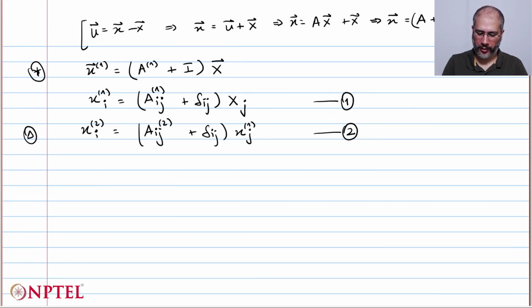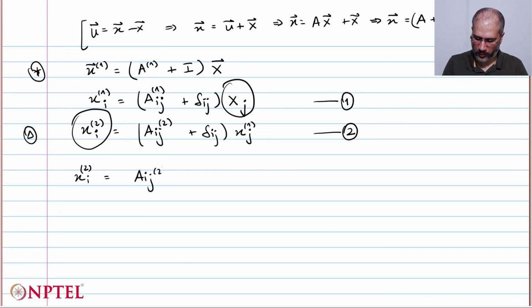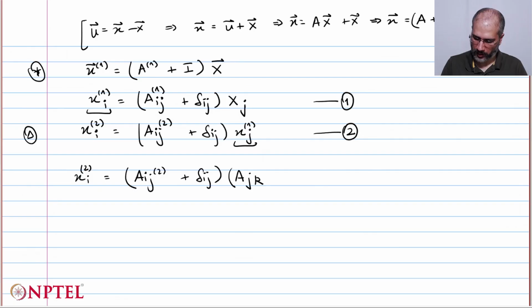So now the aim is to express small x2 in terms of the starting capital X's. So from 2 we see that small x_i^2 is (A_ij^2 plus delta_ij) times small x1_j. So I use equation 1 here. So this becomes (A_jk^1 plus delta_jk) times capital X_k. For clarity, I'll change the indices in equation 1. That will be much easier to see.